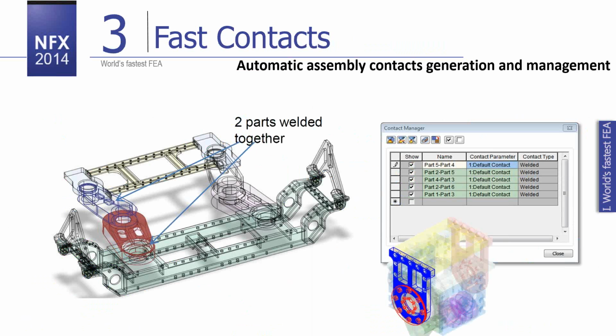You have fast contacts because you can automatically assign any kind of contacts on assembly models, and you also have a contact manager to manage all that and to be sure that you assign the right contacts.